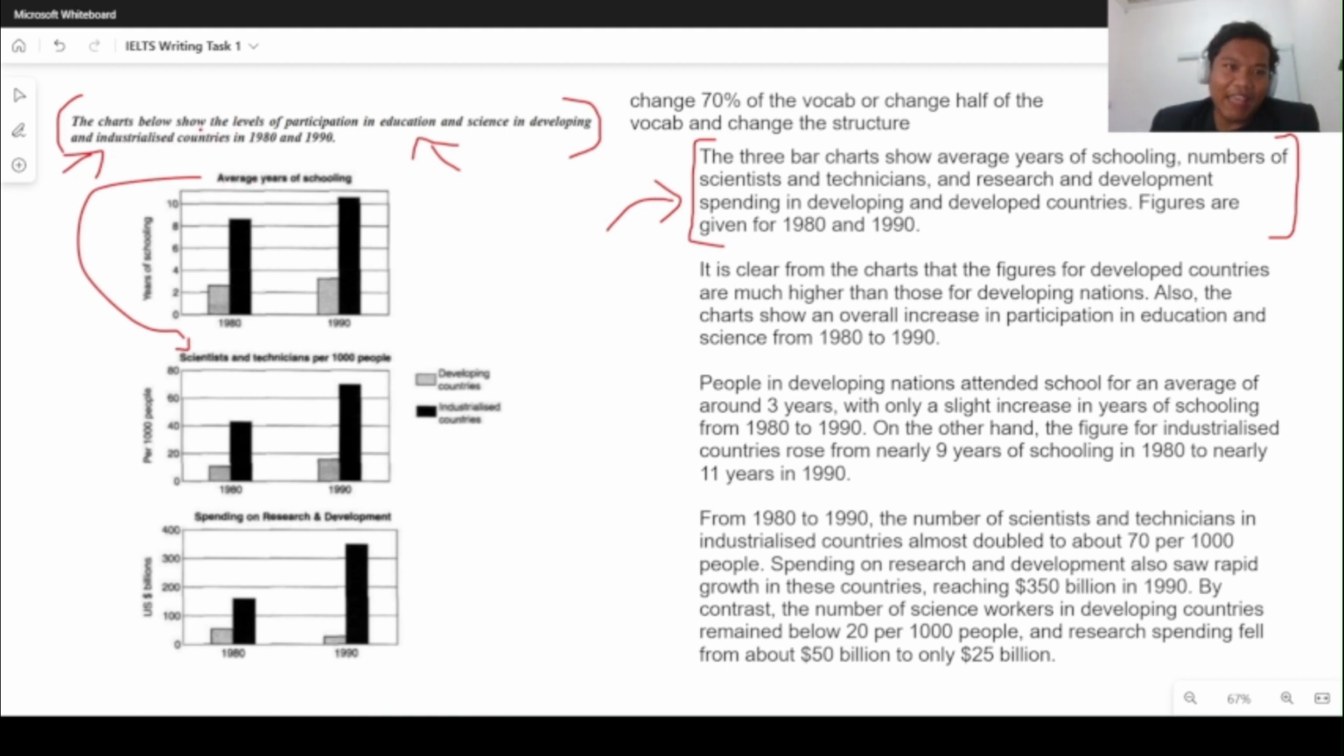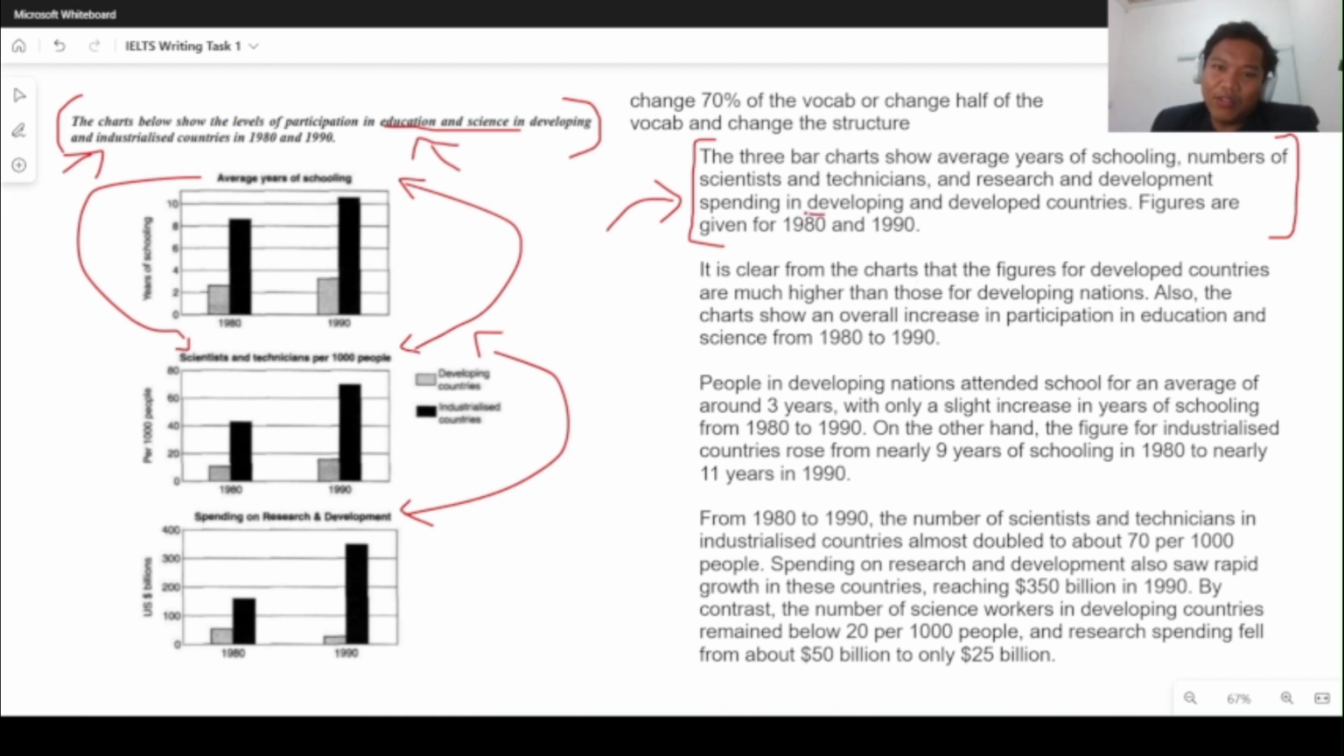But when this sentence says the chart below shows the level of participation in education and science, they basically mean all these three things. So instead of copying exactly by saying education and science, this person went on and mentioned the labels. That's one way of paraphrasing it, and you can do that with any other bar charts as well. In addition to that, look at this.